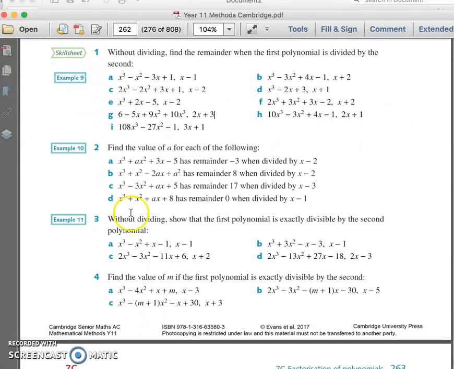Question 3, without dividing, show that the first polynomial, so the cubic, is exactly divisible by the second, or also showing that x take 1 is a factor of this cubic. So if we substitute in 1 into here, 1 cubed take 1 squared plus 1 take 1, we end up with 0, which means that it is a factor. So 1 is a solution to that cubic.